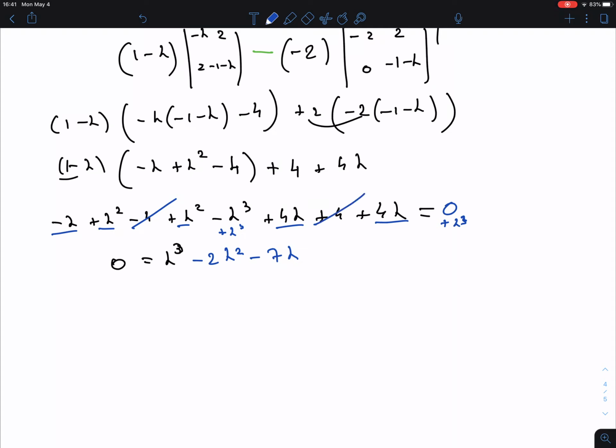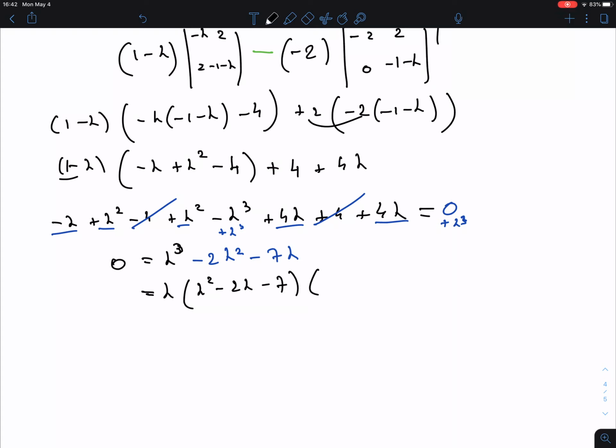Okay? If you don't see how this works, work it out yourself and convince yourself that this is the answer. Don't ask me where this comes from. You have to check it. Just double check that this is what it is. Okay, so now we factor out lambda. We have to factor, right? But there's no constant term. That's a good thing always. So try to factor out the lambda, and then we have lambda squared minus 2 lambda minus 7.